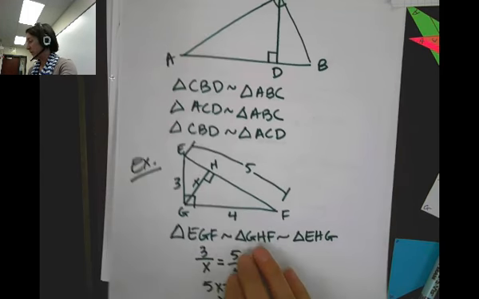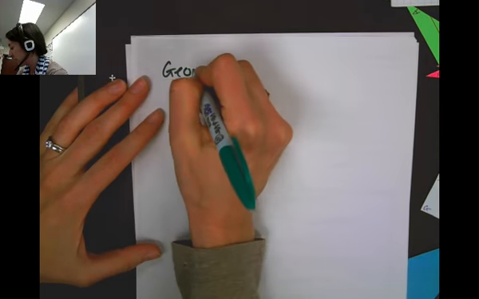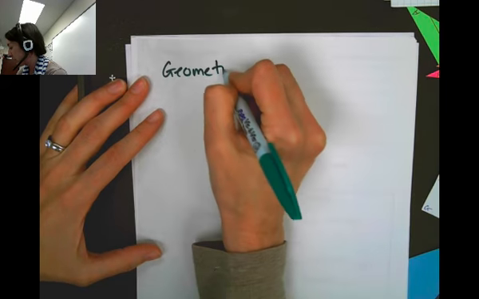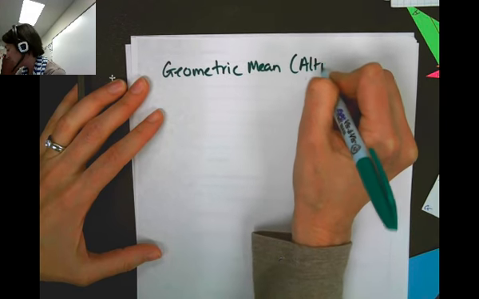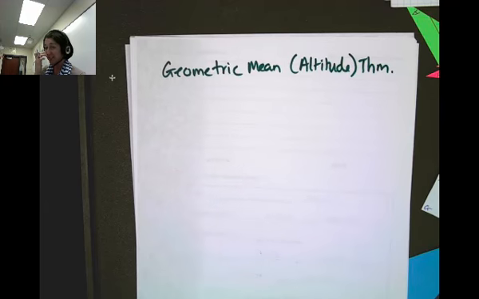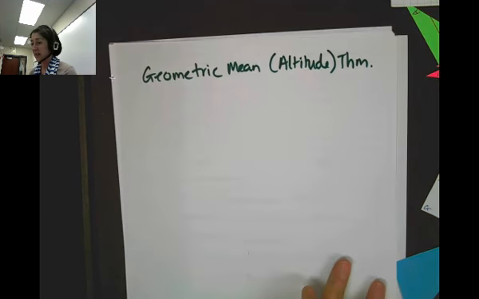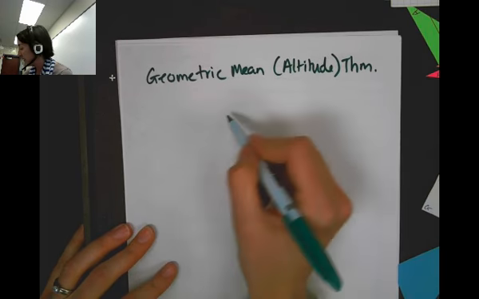A couple other theorems we're going to look at with these similar triangles that are formed in this special situation. One of them is called geometric mean. They're both called geometric mean theorems, but the first one uses the altitude theorem. Now your book has an awful lot of text and information about this, but I needed to see it in a simpler way. So here's how I'd like to present it.